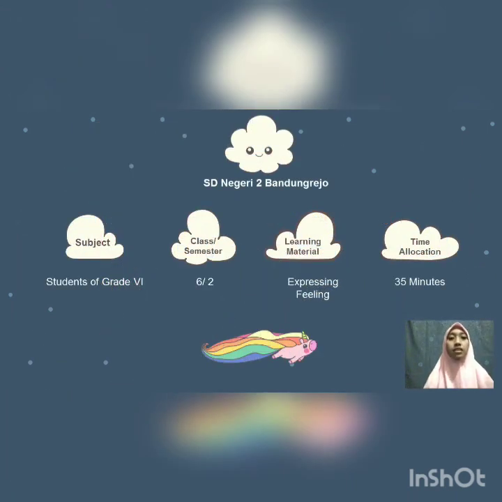In my lesson plan, I teach at SD Negeri 2 Bandung Rejo, and the students are from grade 6, in the second semester. The learning material is expressing feeling, and the time allocation is 35 minutes.